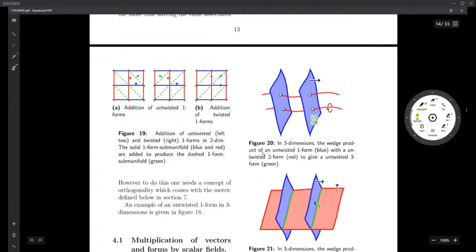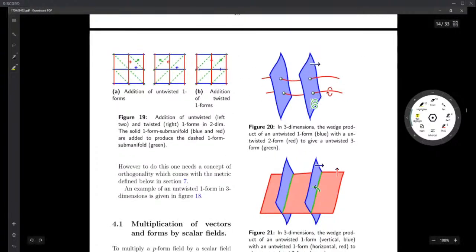So now let me straight away start with the operations that we perform on forms, right? So let's take this diagram here.